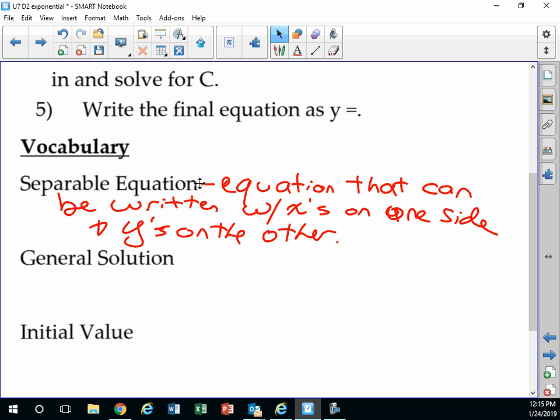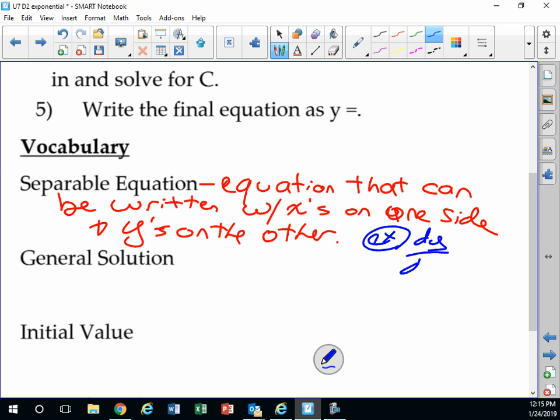Separable equations. Ladies and gentlemen, an example of where I cannot separate: 2x plus 3y. I can't get the y's on one side, because the first thing I would do is move dx to the other side, and I would have to distribute it. The problem is when distributing it, you still have this y sitting here.